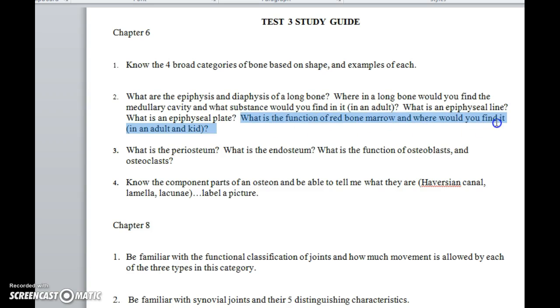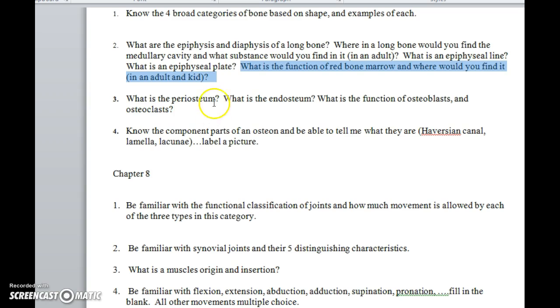Okay, this is on there. What is the function of red bone marrow, and where would you find it in adults versus kids? Yeah, that's pretty straight up. That one is definitely on there. This is described like the periosteum. Sometimes that's fill in the blank. Sometimes it's describe what it is, and I'll give you the word. That's on the multiple choice if it's not on the essay.